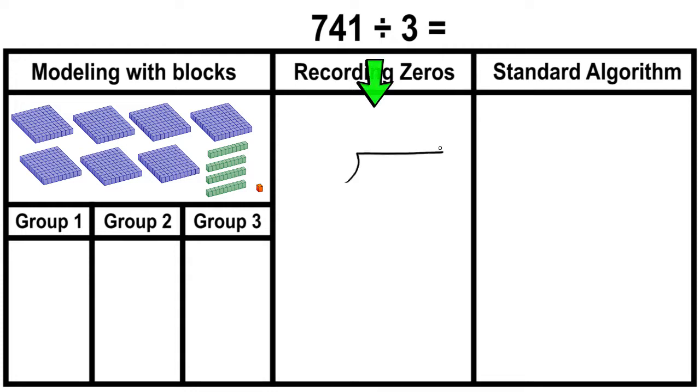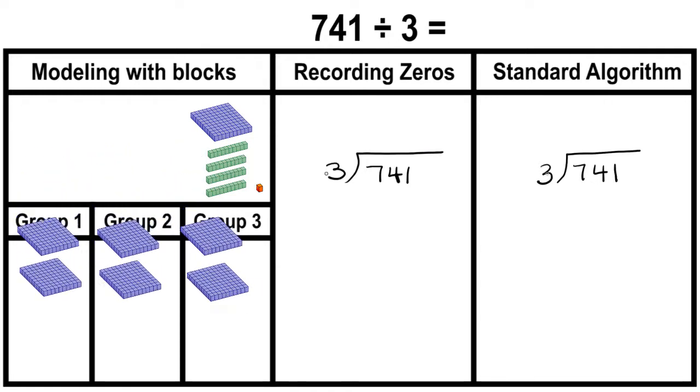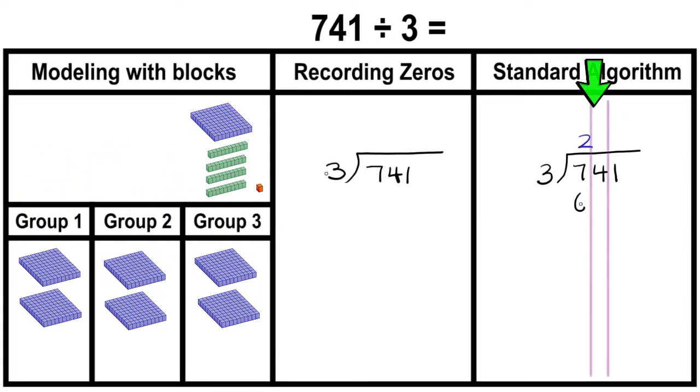Make a division bar with the dividend of 741 inside and the divisor of 3 outside the bar. Set up the problem the same way for the traditional method with the division bar. To be efficient, divide the larger blocks first. 7 hundreds divided into 3 groups is 200 in each group, with 100 left over.